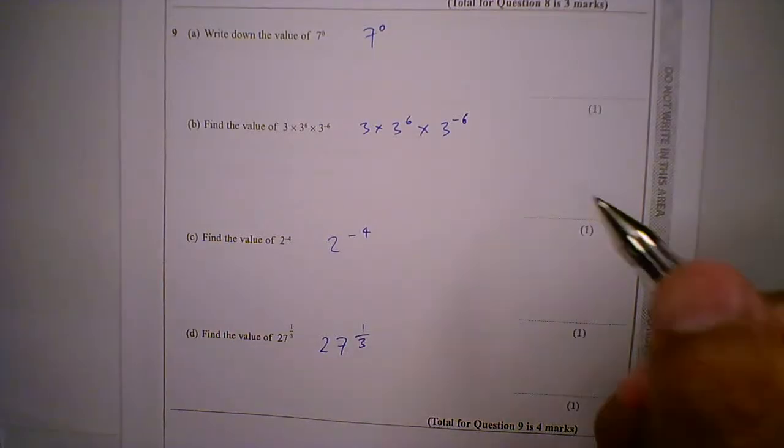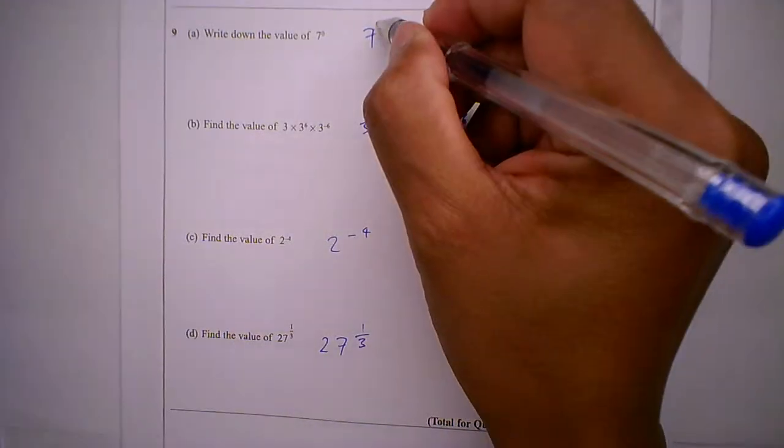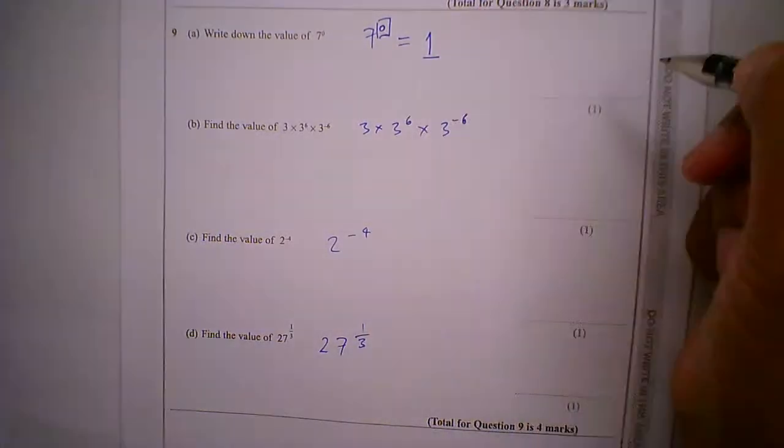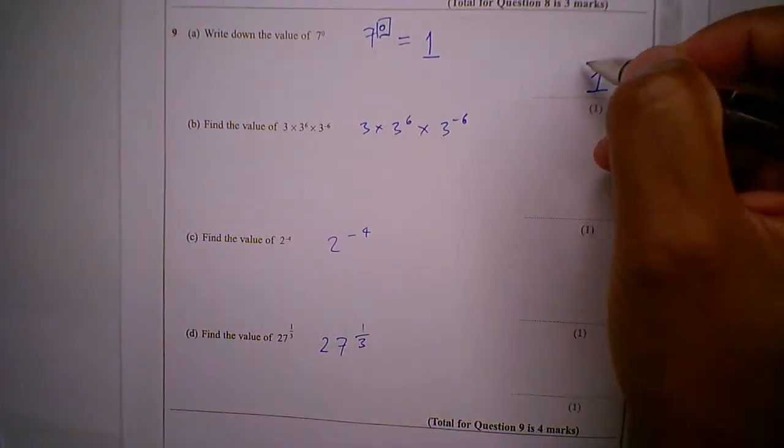Okay, so remembering anything to the power 0 is always 1. This has occurred previously, so hopefully you've got that right. Nice, easy mark here.